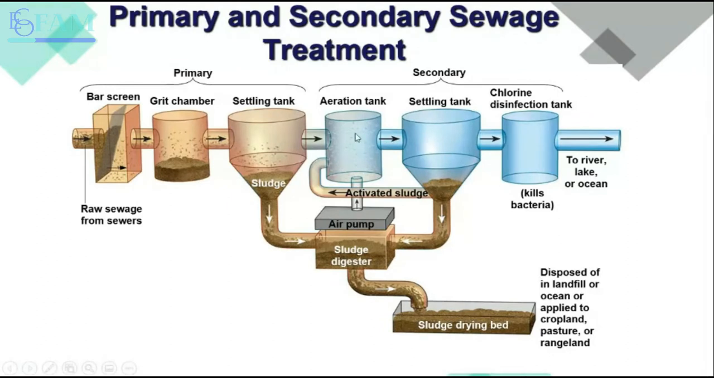Then in the settling tank, again, some sludge is produced because of the digestion, and we collect this sludge, which is the solid part of the wastewater. Then we transfer the water generated from this aeration tank and add chlorine. Chlorine kills the microorganisms which are present here so that there is no bad smell or odor in the water. Chlorine is a disinfectant, and it reduces the microorganism load in the water. Then we can use it for irrigation purpose, or we can directly put it into the river, lake, or ocean.